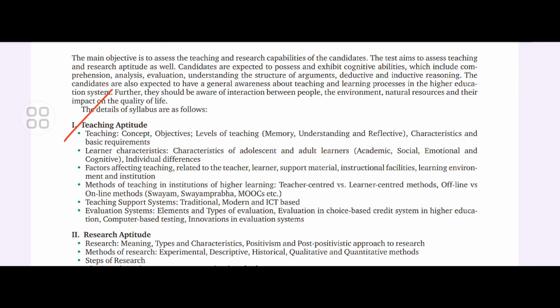First, let us start with teaching aptitude. This is the first for paper 1. Teaching consists of concept, objective, and levels of teaching. For levels of teaching we have memory, understanding, and reflective, 3 types. In short, memory is when a student is just listening at the very beginning. Understanding is when the student is understanding, and reflective is when the person is giving back after studying. Now characteristics and basic requirements are there.